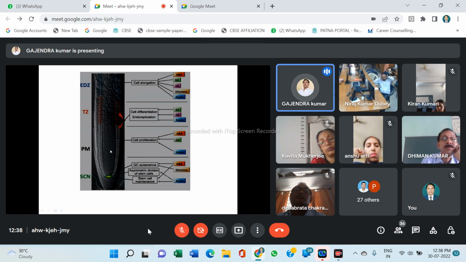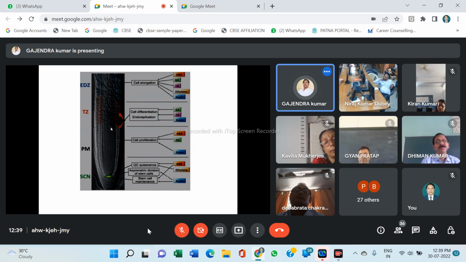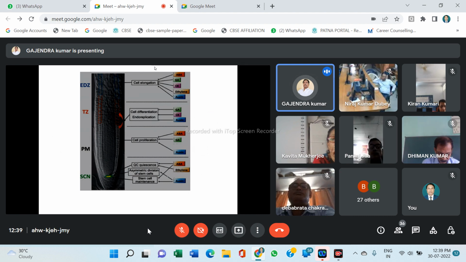It means cells are highly dividing. When we do the squashing of the onion root tip, we cut from this part and fix it so that maximum mitotic cell division may be observed, and even students may mark it. So here you can find 3-4 activities: cell elongation, cell differentiation, cell proliferation, and the quiescence stage. Here it has been marked with color.